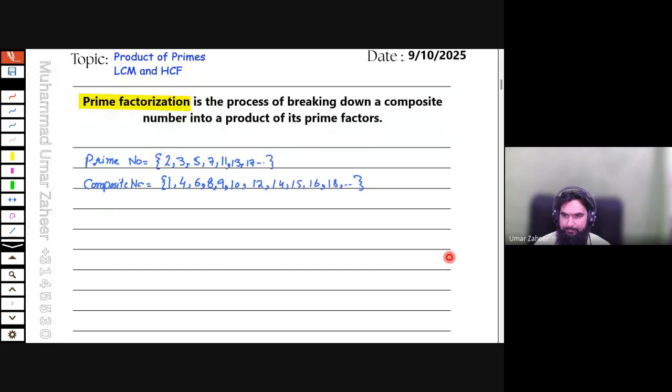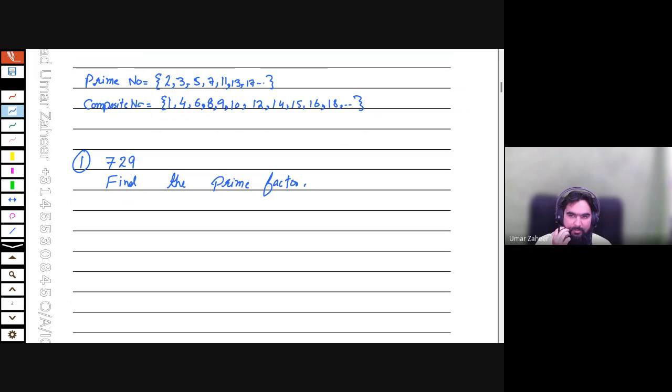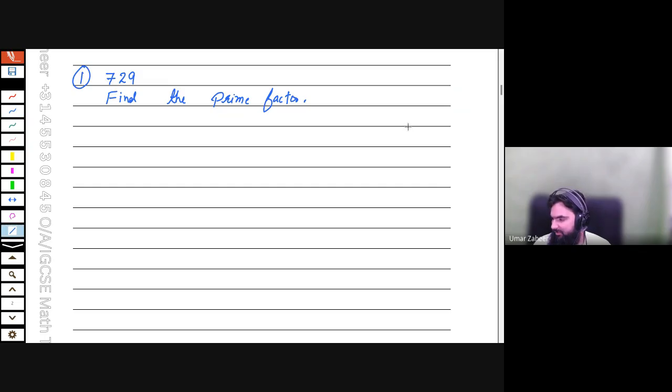For example, the examiner is going to give you a question. He says that you have 729, and you have to find the prime factors. Let's find the prime factors of 729. We have two different ways, and we will find the prime factors this way.